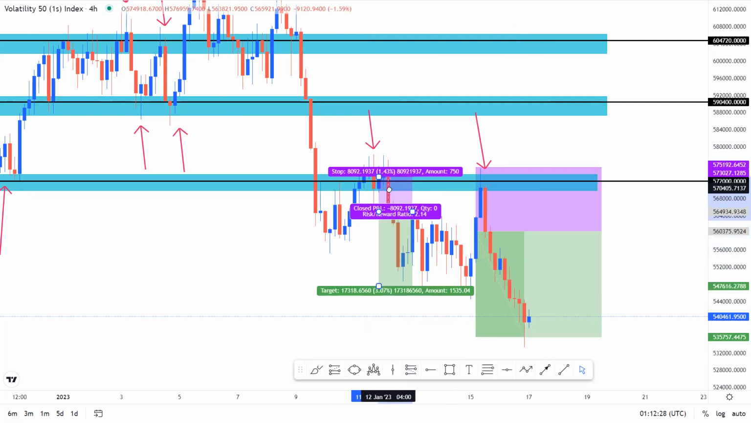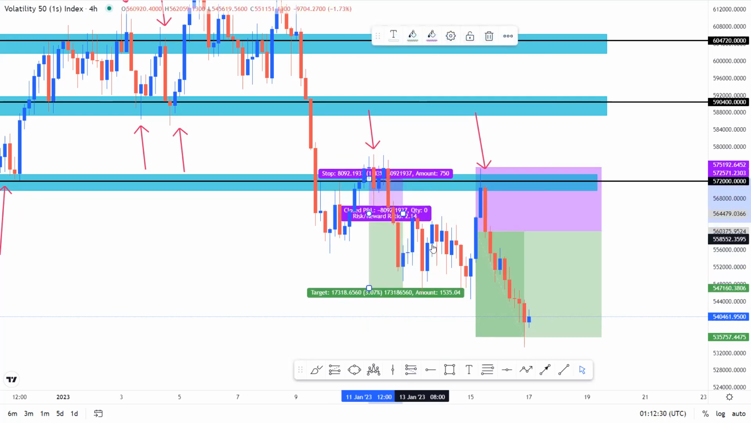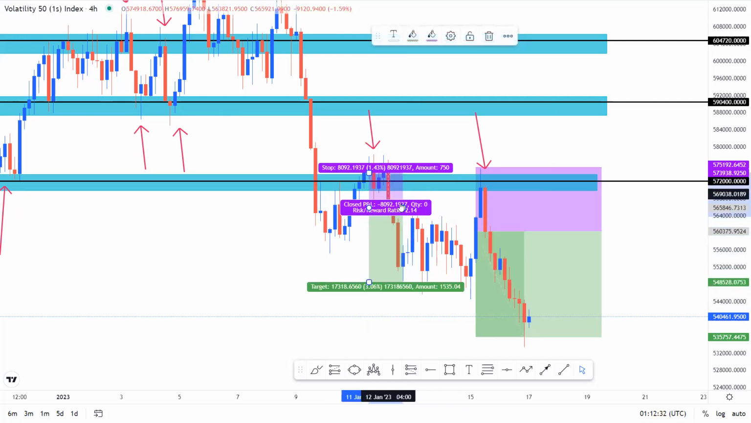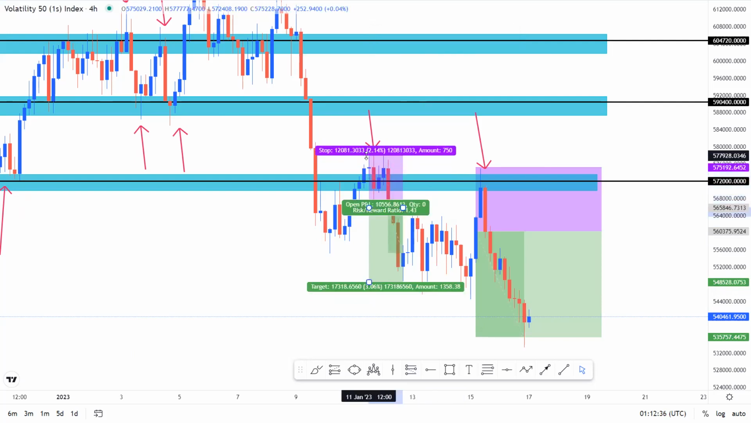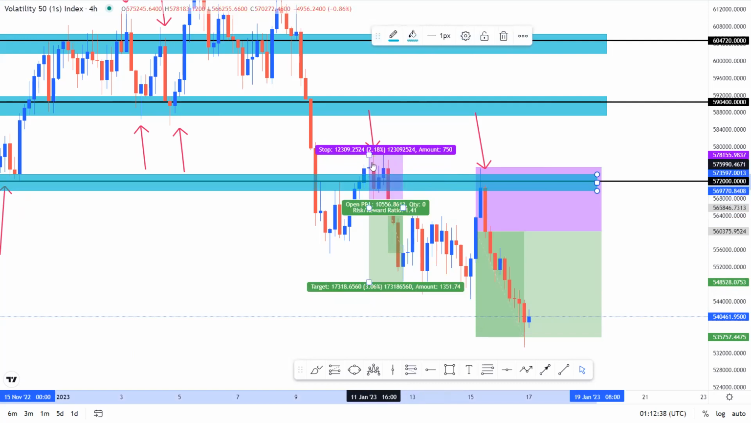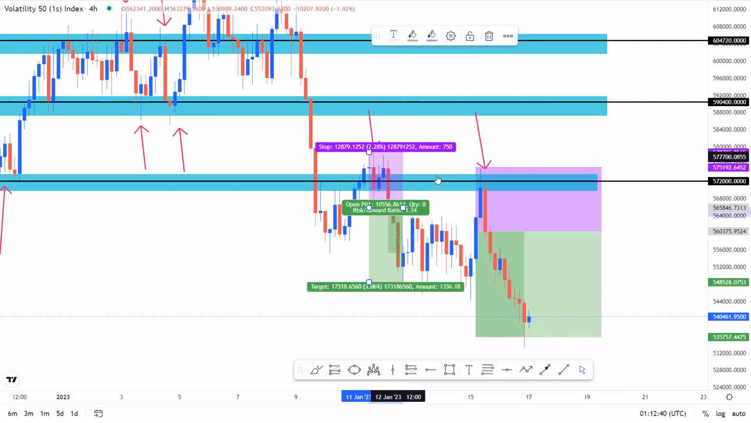So you still would have been able to get in from the second bearish engulfing as your entry confirmation, with the stop loss just above.